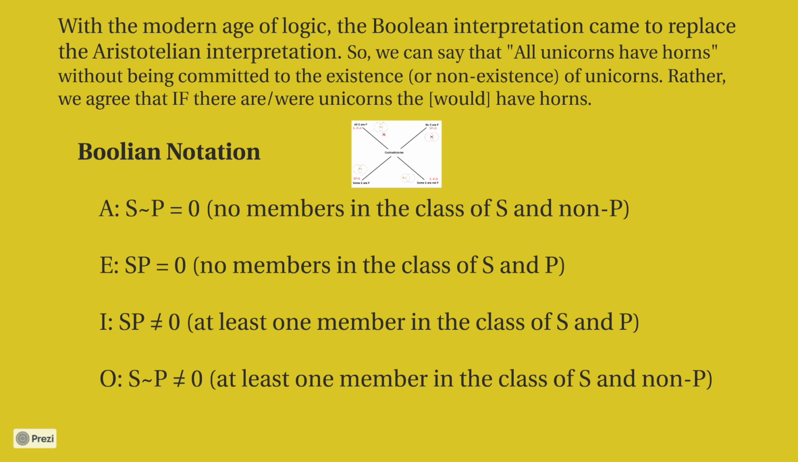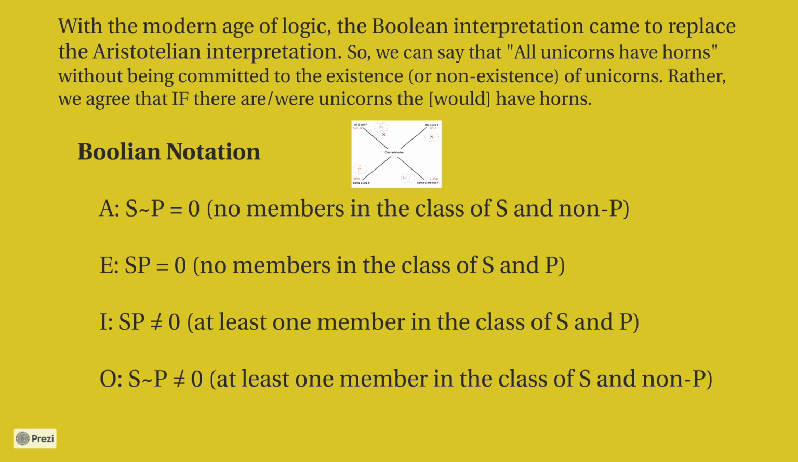And so Boolean notation looks a little different than Aristotelian notation. For Boole, what we should say of an A statement is that wherever there is a class that is S and not P, there are no existing members in that class. So we write this as S not P equals zero. And with an E statement, what we are really saying is that wherever there is a class of S and P, there are no existing members in that class. So we would write this as SP equals zero.